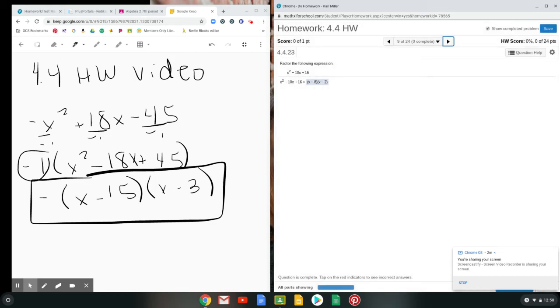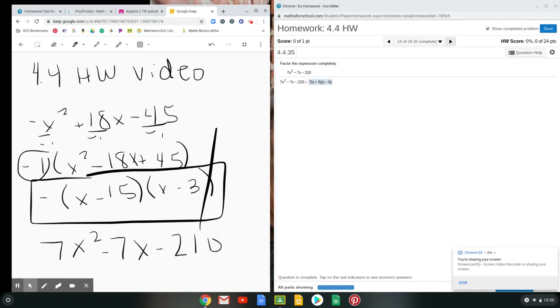Number 9. Again, most of these are just finding the factors of the last term that add up to be the middle term. All right, next I'm looking for number 14. Greatest common factor. Okay, so number 14, I'm sorry, first we're looking for the greatest common factor. So that's 7. So we divide each term by 7.